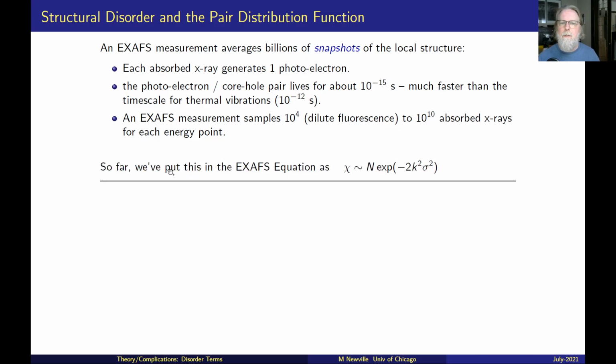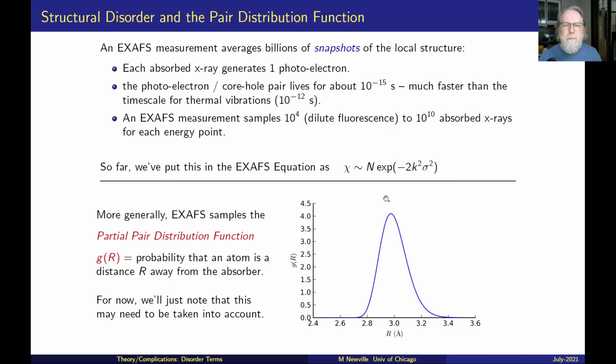So far, we've put all of this disorder that we would see, whether thermal or static disorder, into a single parameter, sigma squared. More generally, we would want to say XAFS is a sampling of a pair distribution function, or G of R. That's the probability of where the atom is at a distance R away from the absorber atom. For now, we'll just note that we may need to take this into account. We may need to modify what I'm calling here sigma squared, or n times sigma squared even. We may need to make that more complicated. But in reality, that doesn't really complicate our interpretation of the XAFS, except for how we model it. The basic theory is the same for the XAFS.